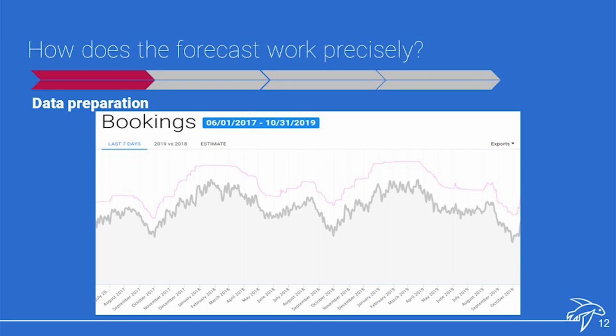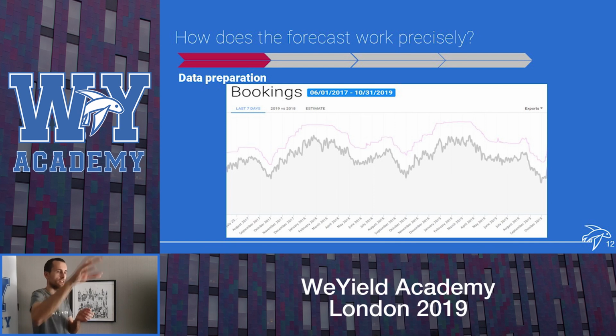How does the forecast work precisely in the application? There are 4 main steps that we do every day in order to forecast the on-rent for the next 30 days. So it's like the weather forecast. The weather forecast is over the next 10 days or the next 15 days. It's a bit the same for WeYield. We choose a time window of 30 days in order to maintain accuracy. The further in the future we try to forecast, the less accuracy we can get. So we decided to forecast a 30-day period.